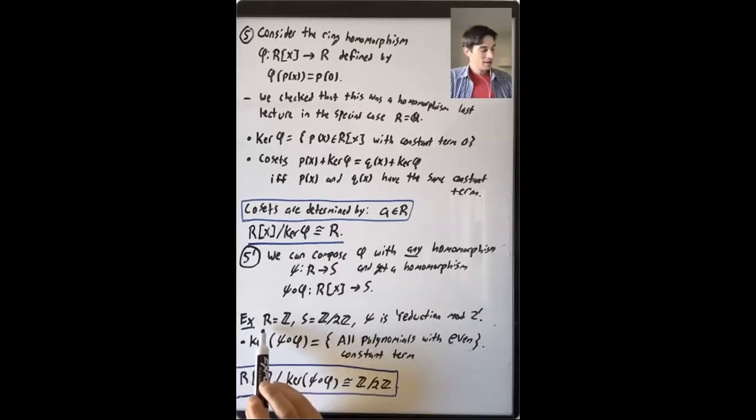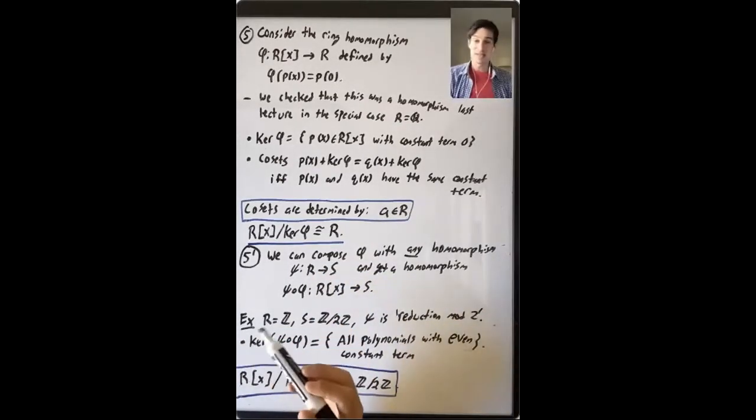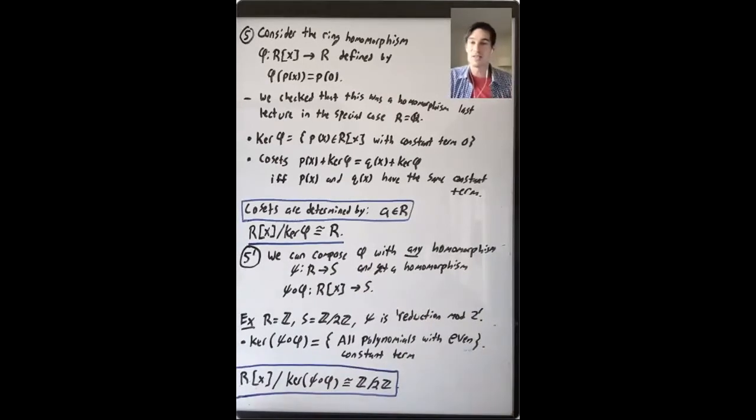So if you take the particular example where R is equal to Z and S is equal to Z mod 2Z, now we just have to describe what is the homomorphism that we're choosing from Z to Z mod 2Z. And we talked about one in the previous lecture, this standard reduction modulo 2 homomorphism, where you send even numbers to 0 and odd numbers to 1.